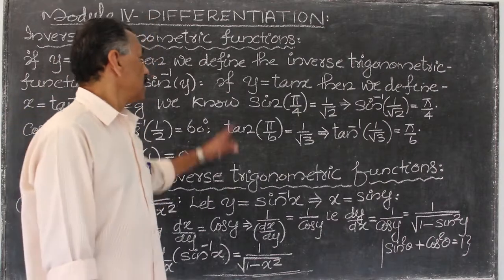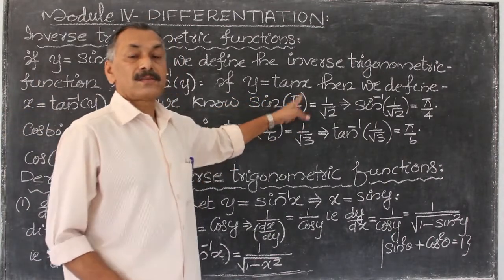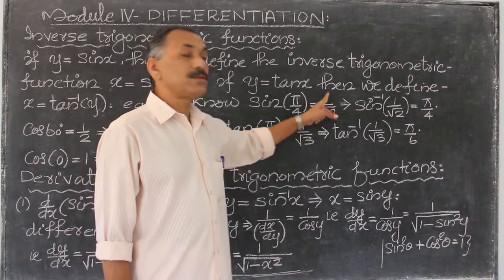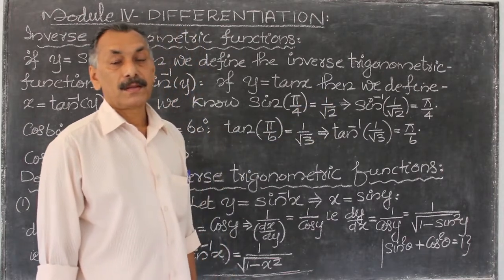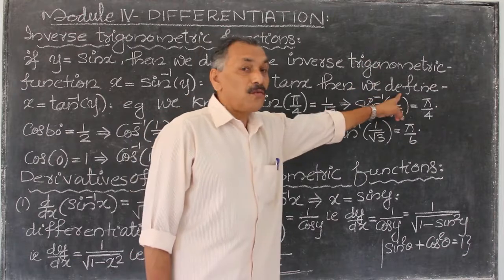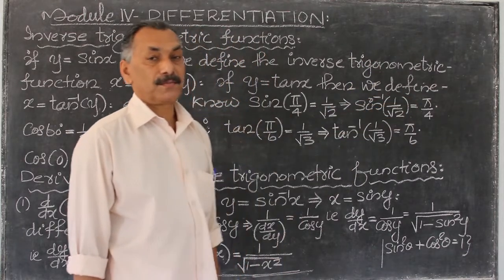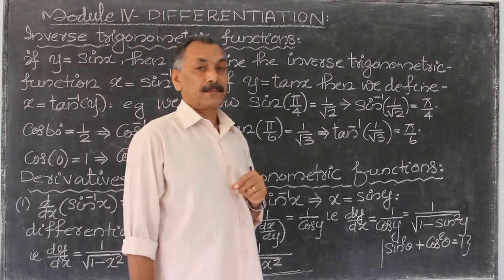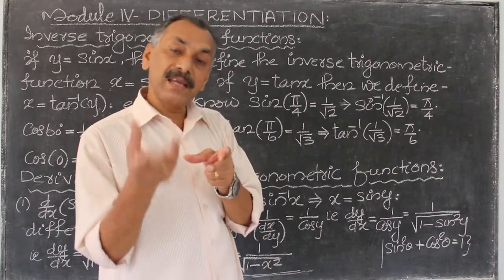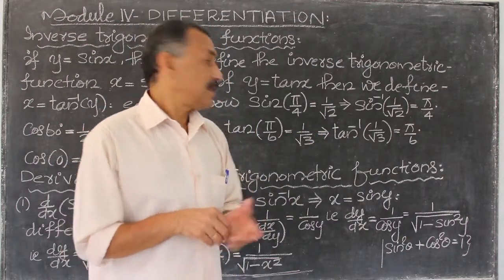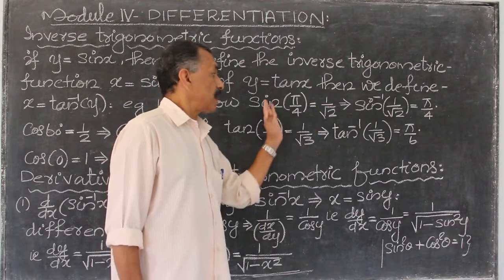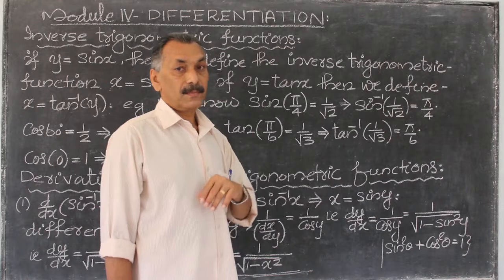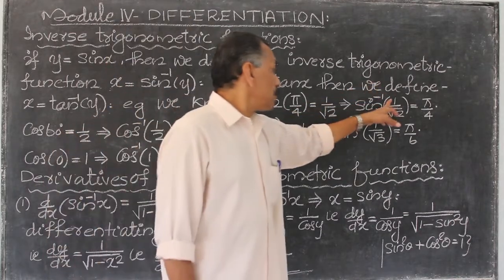We consider what is sin pi by 4, sin 45 degree, sin pi by 4 radian. Sin pi by 4 is equal to 1 by root 2. Then sin inverse of 1 by root 2 is equal to pi by 4. Sin 45 degree is 1 by root 2. Sin of 45 degree or pi by 4 radian is equal to 1 by root 2.